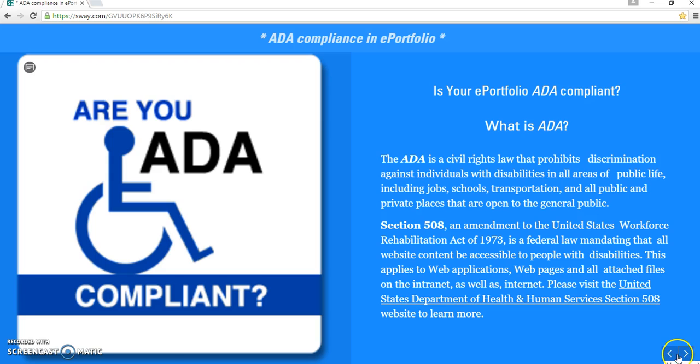Section 508 is an amendment to the Rehabilitation Act in the United States. It took place in 1973. It is a federal law that mandates all websites' content should be accessible to the public with disabilities.